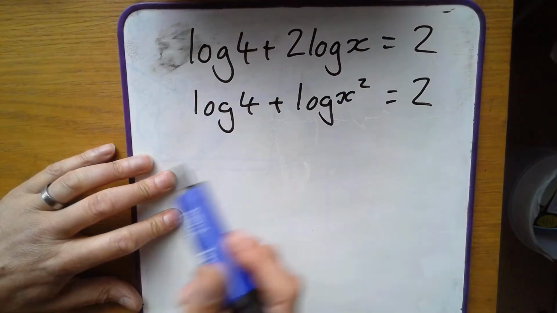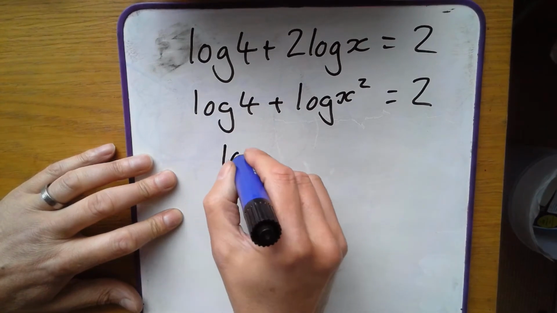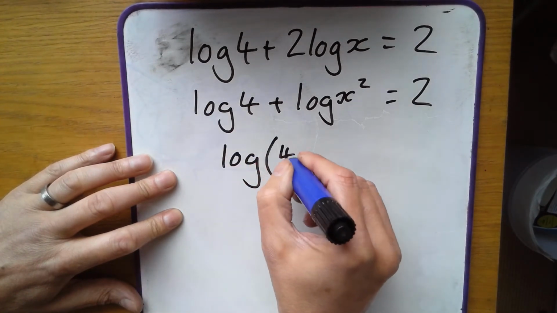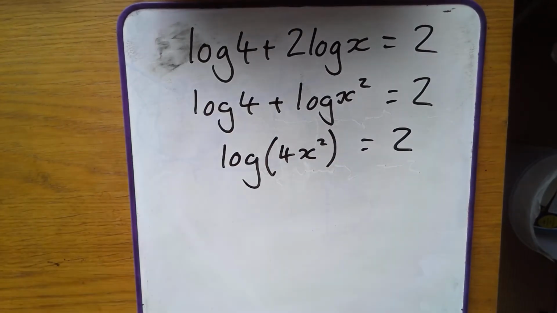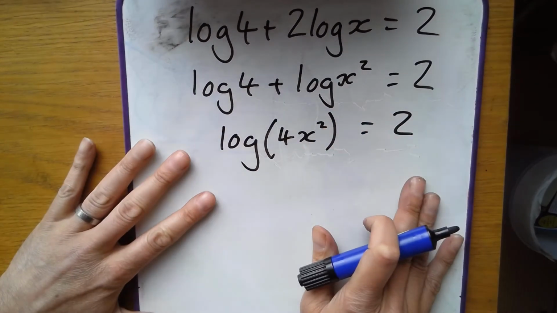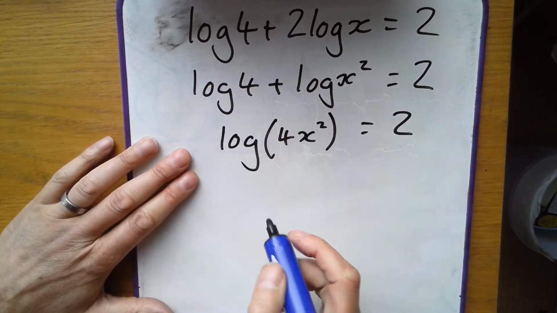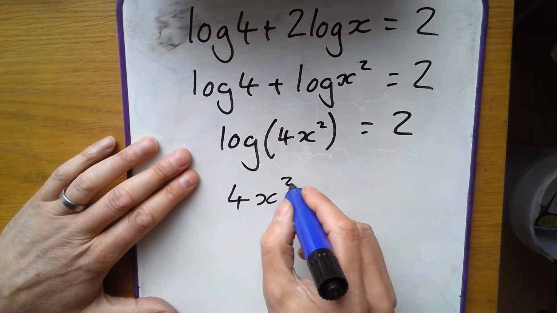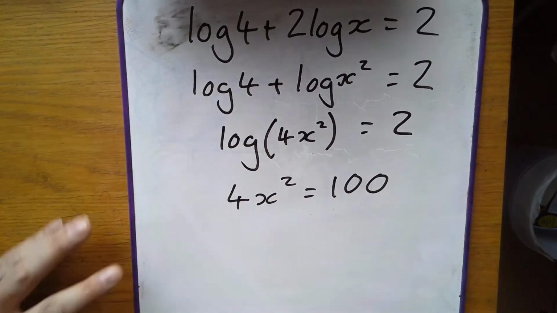So it's just that's changed. So now I've got a log plus a log. So a log plus a log is the same as the log of the 2 things times together. So I've brought those 2 together. So now I'm in a nice situation. So now I know that 10 to the power of 2 equals that. So I've got 4x squared equals 100, 10 to the power of 2.